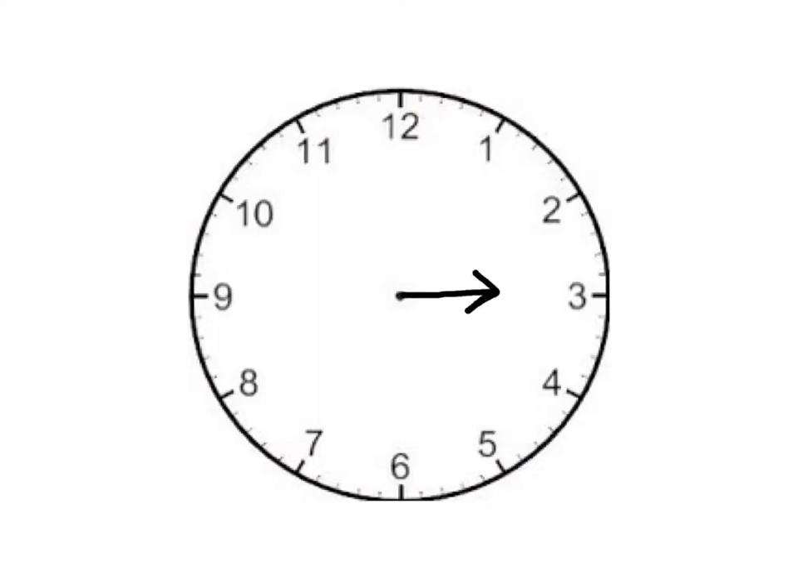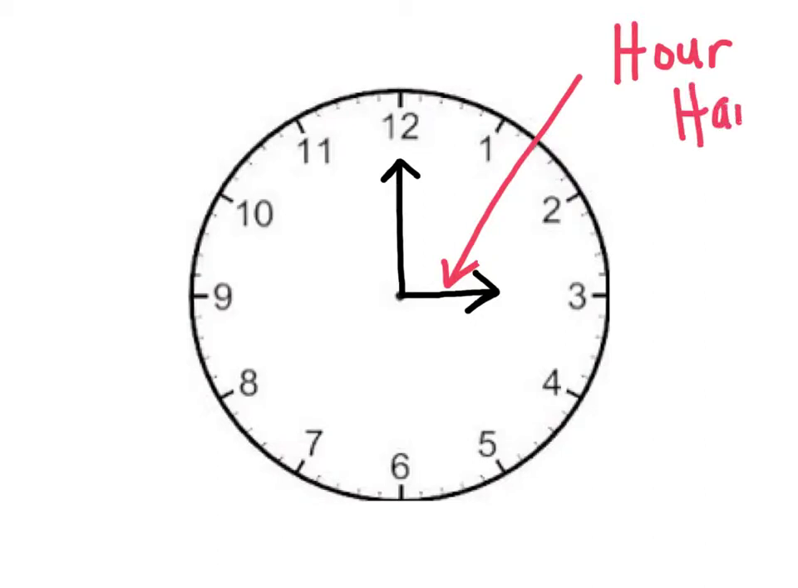There is a short hand and a long hand. Let's start by talking about this short hand. This is the hour hand. The hour hand keeps track of the hour and tells us what hour we are in. When we look at the clock, we see that there are 12 hours. Each of these big numbers, 1, 2, 3, they're all hours. We have 4 hours, 5 hours, 6 hours, 7, 8, 9, 10, 11, 12 hours.